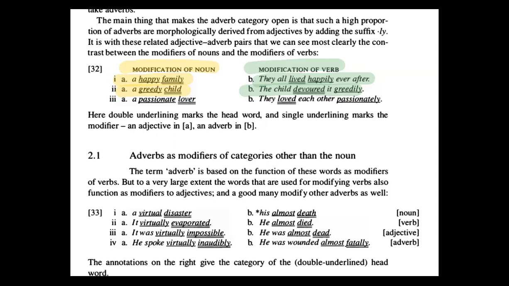For example, they all lived happily ever after. How did they live? They all lived happily ever after. So that's how we distinguish between the adverb and the adjective. For example, they all lived well ever after. So how did they live? Here we answer they all lived happily.